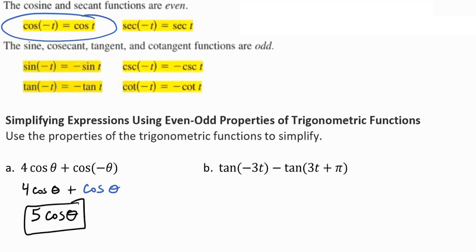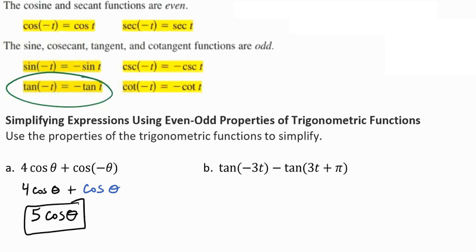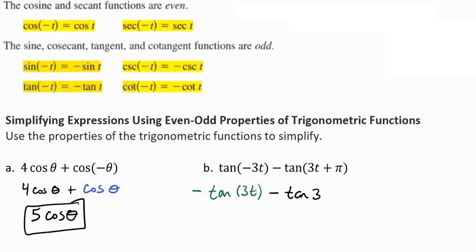Our second expression is the tangent of negative 3t minus the tangent of 3t plus pi. So here, what we're going to notice is that tangent is considered an odd function, right? Which means that if we have a negative t in there, that negative sign is going to come on out. So here, we're going to end up having negative tangent of 3t minus our tangent of 3t.